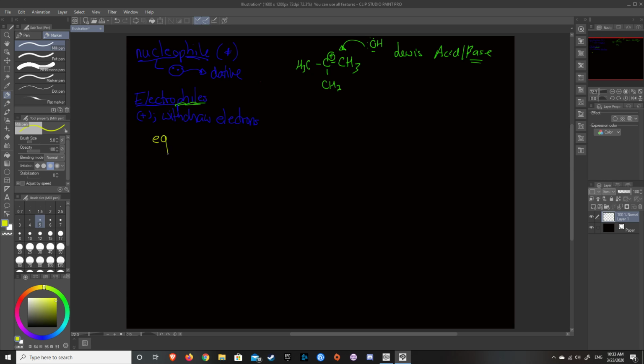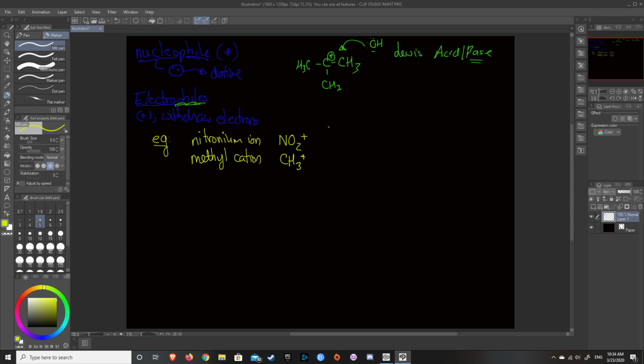Examples of these are the nitronium ion, which we're going to see how to make later on in one of the next videos, because it's one of the reaction mechanisms that I feel you could be tested on. The nitronium ion is NO2 positive. And then we have our methyl cation, like methane but a cation, so CH3 positive. They're very good electrophiles. They're very good at pulling electrons away.